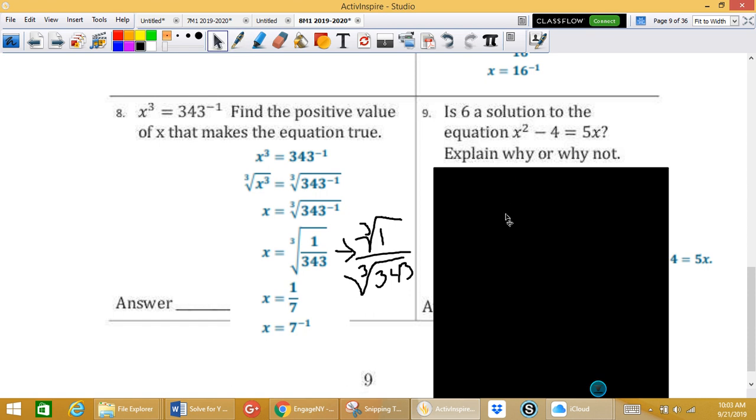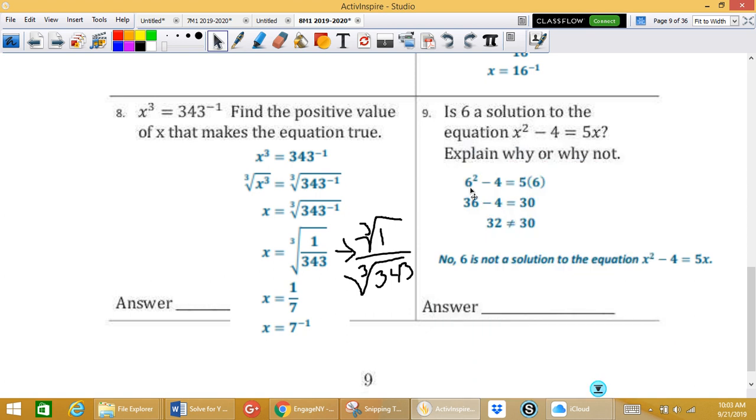The next one wants to know if 6 is a solution to this equation. So I plug in 6. And every time you plug in a number, you need to put in parentheses around it. It does matter, because negative 6 squared is not the same thing as negative 6 in parentheses squared. So we have to be careful. So I plug in 6 to each, so 36 minus 4 equals 30. 32 does not equal 30. So no, 6 is not a solution to that equation.